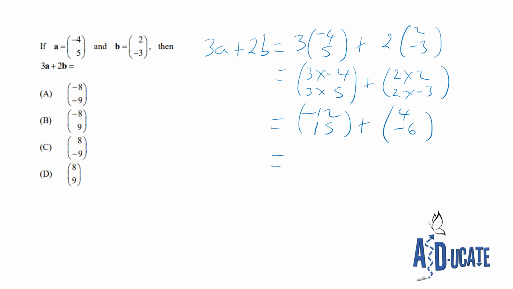And we add -12 plus 4, and that would give us -8. And we have 15 plus -6, and that would give us 9. So our answer here is -8, 9. So that would be B.